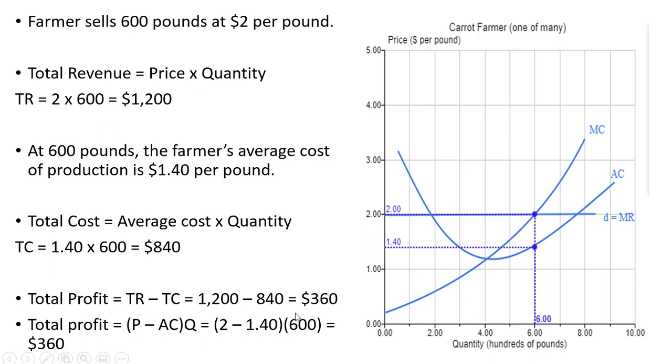Another way to back into total profit is total profit will also equal price minus average cost times the quantity. So as we said, the price is $2. The average cost is $1.40, so the farmer is really making 60 cents of profit per pound. 60 cents of profit per pound over 600 pounds of carrots gives us a profit of $360. If you want, you can visualize the area of profit as this rectangle here. The area of this rectangle, width times length, would also give you a profit of $360.